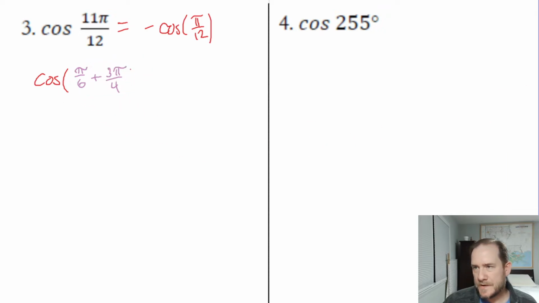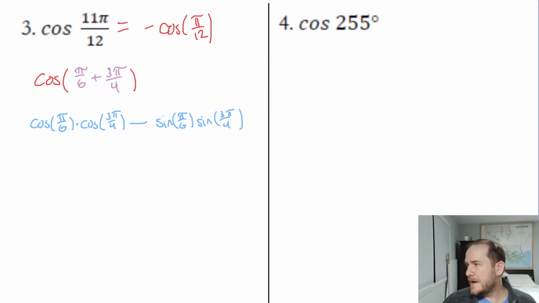Alright, so again, now that this is all set up, you just use the identity which says that we'll be doing the cosine of pi over 6 times the cosine of 3 pi over 4. It's a sum, so now it's a difference, and it's now sine pi over 6 sine 3 pi over 4. And then just start evaluating. Cosine pi over 6 is root 3 over 2. Cosine 3 pi over 4, it's an x-coordinate, so it's negative root 2 over 2.